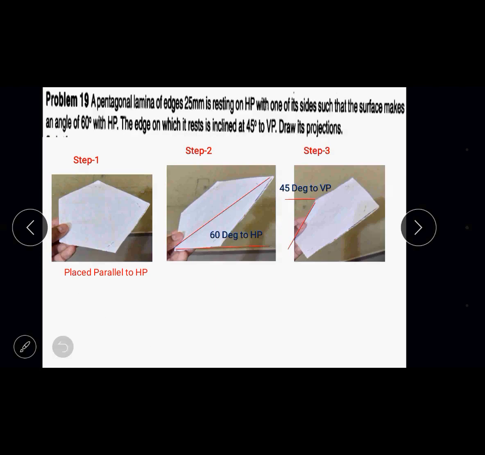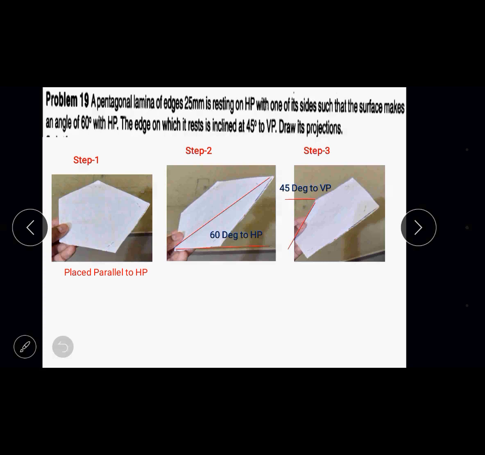So the next problem statement is problem number 19 of your visualization. Edges 25 mm is resting on HP such that the surface makes an angle of 60 degrees with HP, and it is inclined at 45 degrees to VP. Draw its projection.